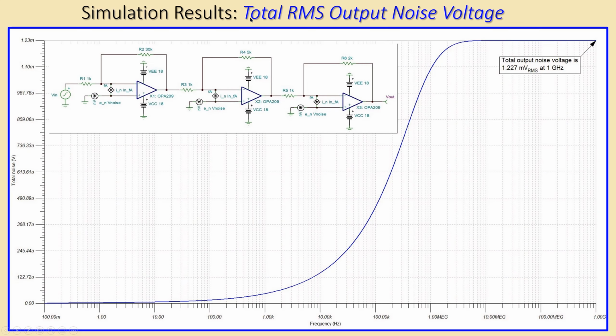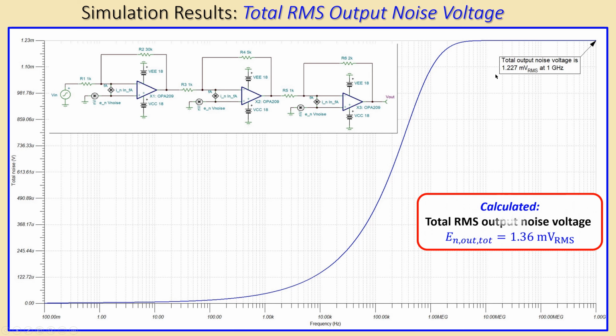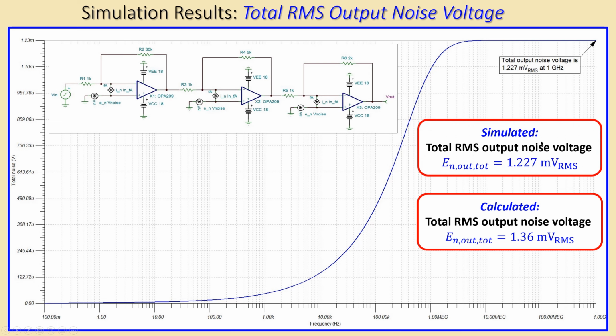We have now also the total RMS output noise voltage, very important because that was also one of the questions. In this case we see a simulation of 1.227 millivolts RMS, and you can see this is the settled down value. But we had calculated 1.36 millivolts RMS. So there is some difference here. I simulated this one and I calculated that one.